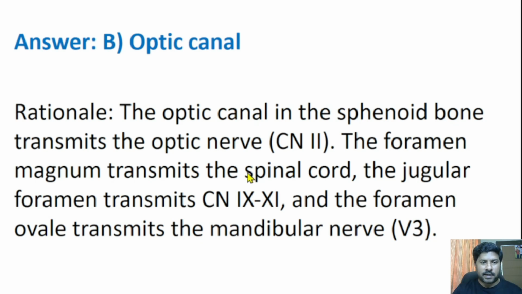The foramen magnum is another, bigger foramen on the lower side of the skull that transmits the spinal cord. The jugular foramen transmits cranial nerves 9 to 11, and the foramen ovale transmits the mandibular nerve. Mandibular nerve is called V3. Actually, it is not a V, it is the Latin numeral for 5. Mandibular nerve is also called the third branch of the trigeminal nerve. Trigeminal nerve is cranial nerve 5. That is why this 5 symbol is here. 5, 3. So, fifth cranial nerve, third branch, that is the mandibular nerve.